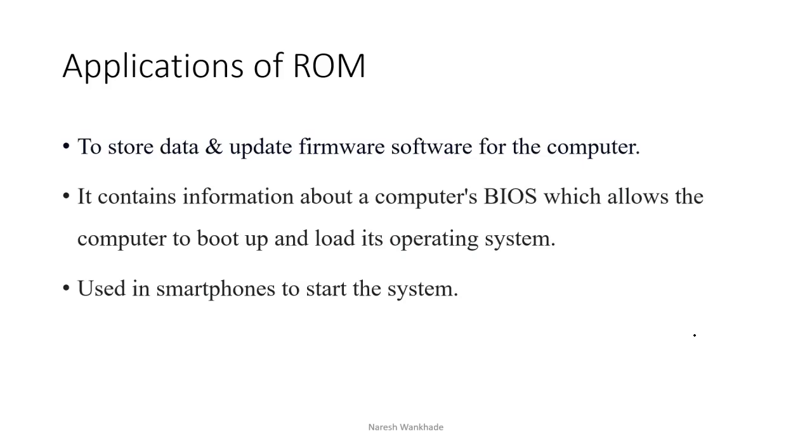Where do we use read-only memory? We use it to store data and update firmware software for the computer. Basically, this read-only memory contains information about the computer's BIOS. BIOS means basic input output system, जो हमने प्रीवियस वीडियो लेक्चर्स में देखा था कि कंप्यूटर से रिलेटेड जो सेटिंग होती है वो बायोस में सेट होती है, which allows the computer to boot up and load its operating system. Along with that, read-only memory is used in smartphones to start the system. These are some applications of read-only memory.